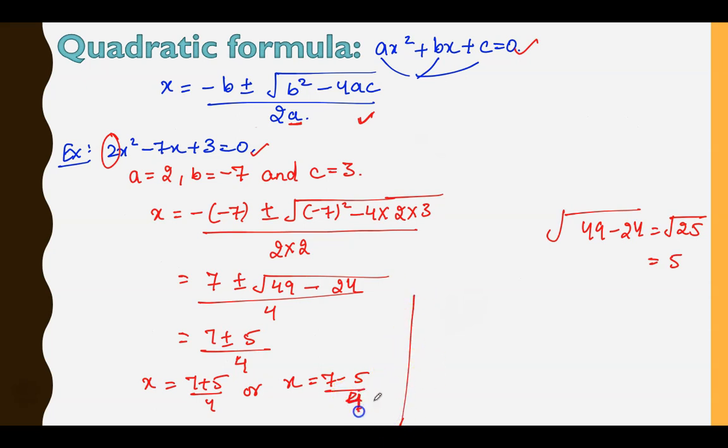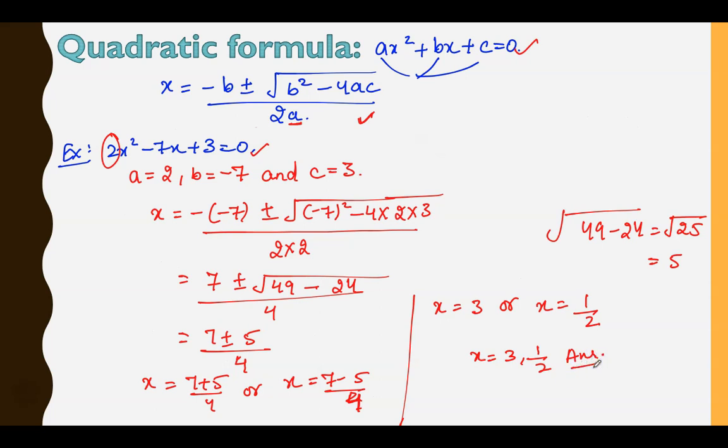Now if you observe, 7 plus 5 is 12, and 12 upon 4 is equal to 3. Or if you observe 7 minus 5, that is 2, and 2 upon 4 is 1 by 2. So the answer is x equals 3 and 1 by 2, and that is your answer.